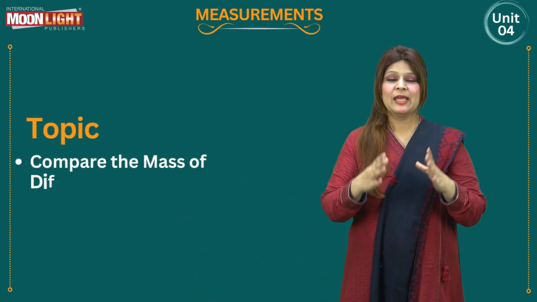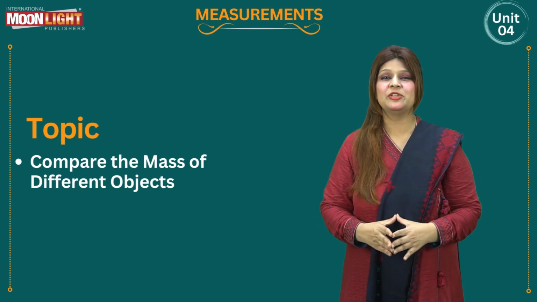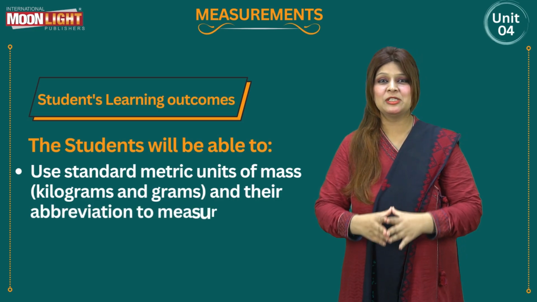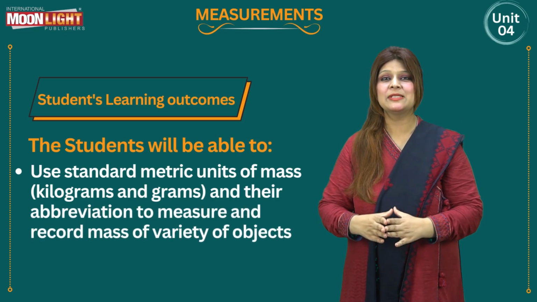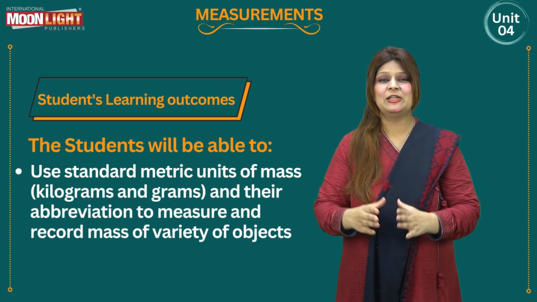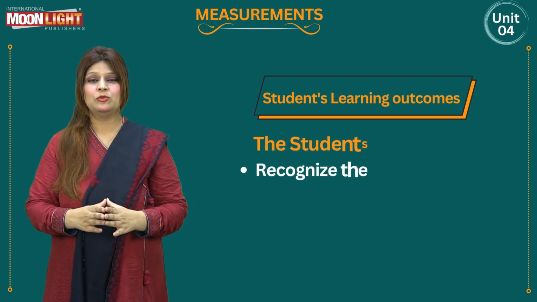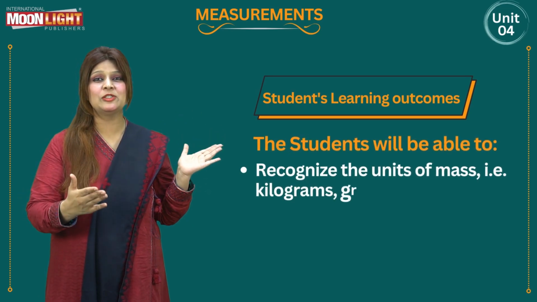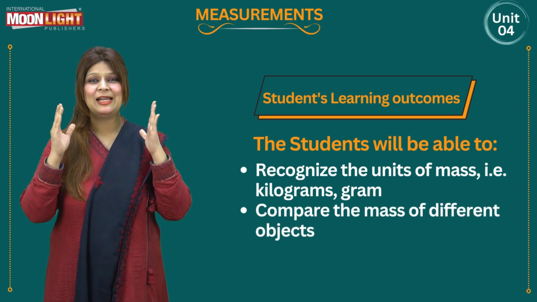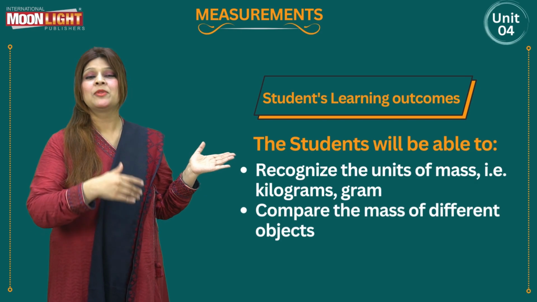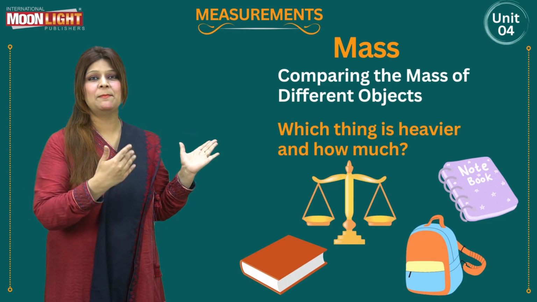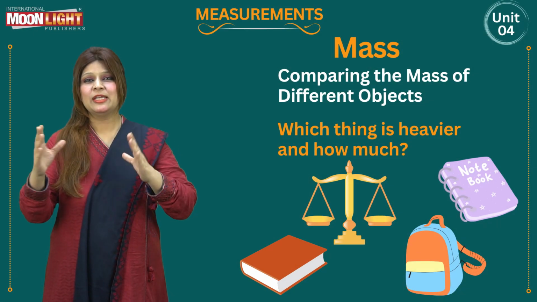Today my topic is comparing the mass of different objects. By the end of this lesson, you will be able to use standard metric units of mass, that is kilogram and grams, and their abbreviations to measure and record the mass of a variety of objects. We are also going to recognize the units of mass, kilogram and grams, and compare the mass of different objects. So right now, for comparing the mass of different objects, which thing is heavier?